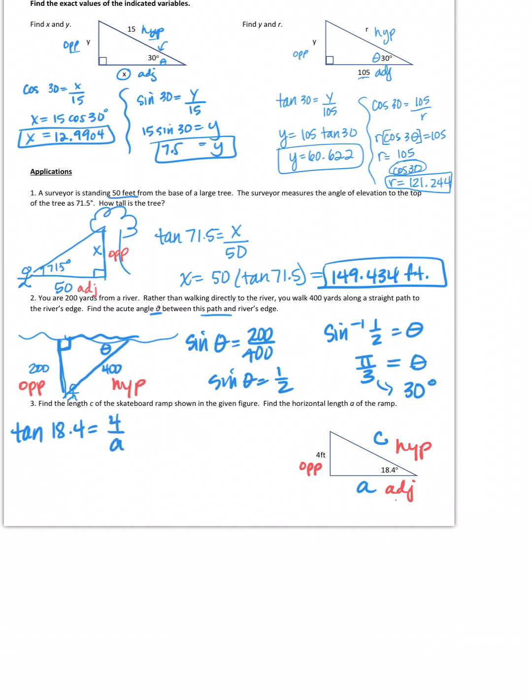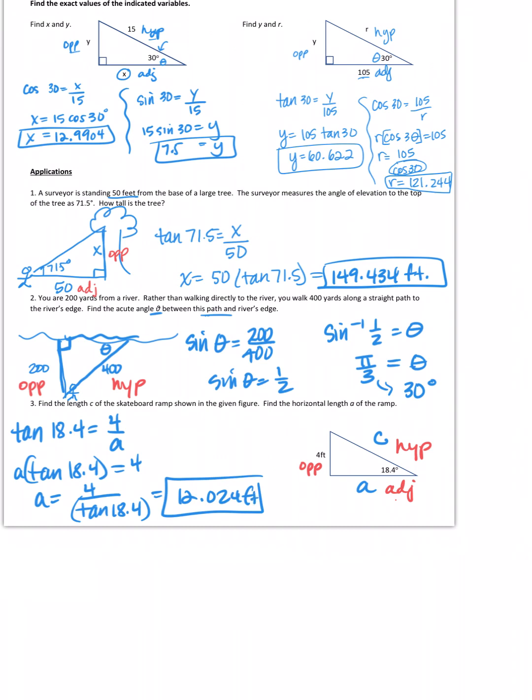4 over A. Now if I solve this, just multiply both sides by A. Now keep the tangent of 18.4 together. Those are cohesive units. We don't separate those. So to find A, I have to take 4 and divide by the tangent of 18.4. When I do that, I get 12.024 feet.